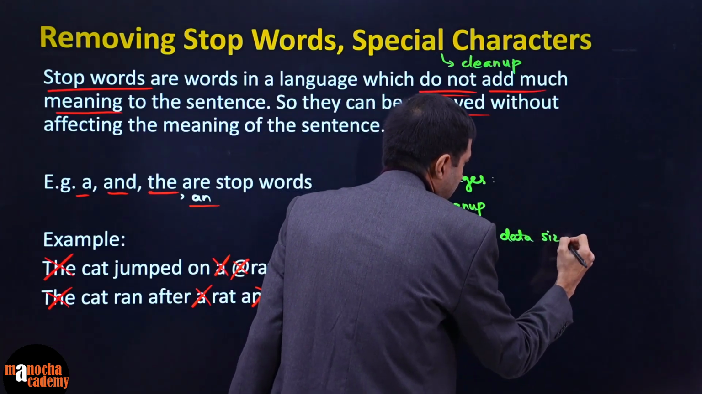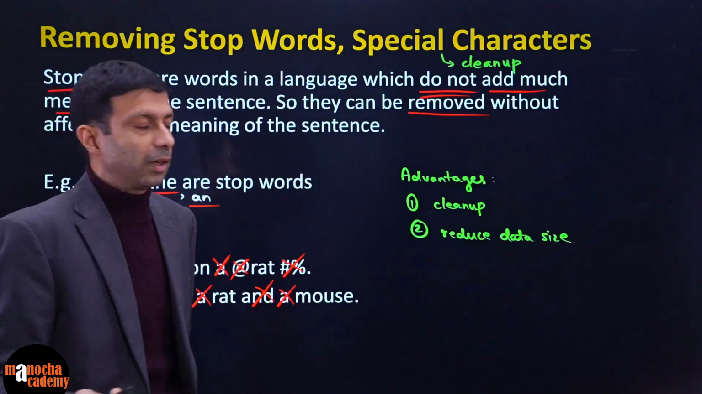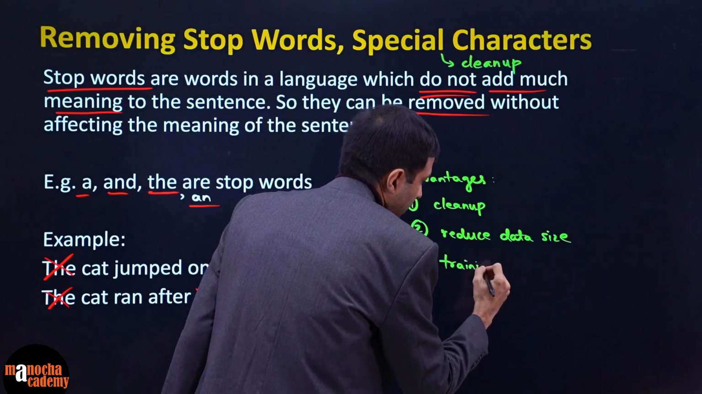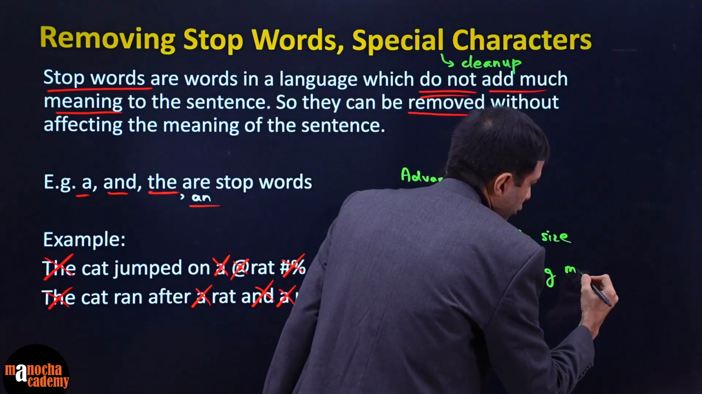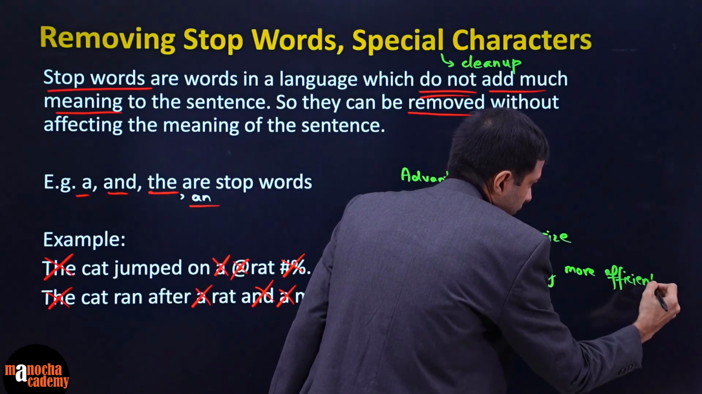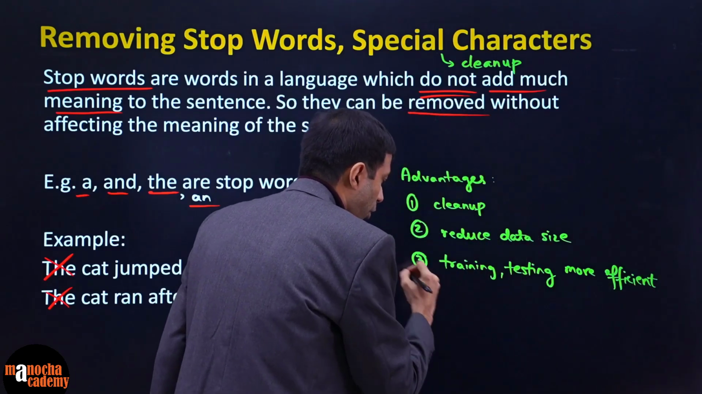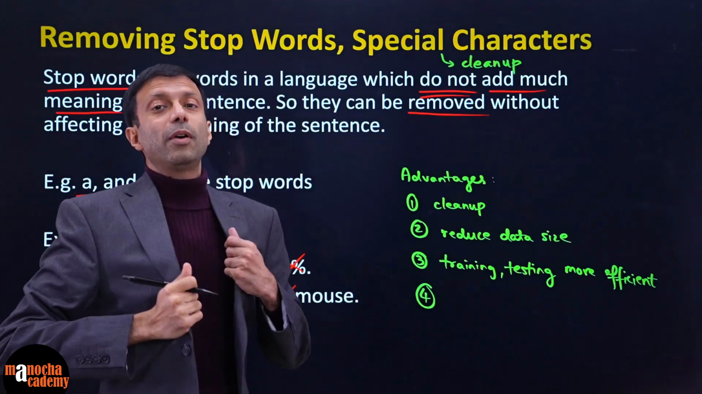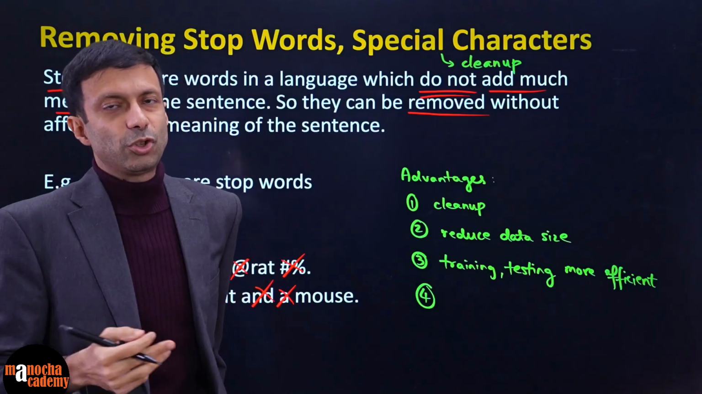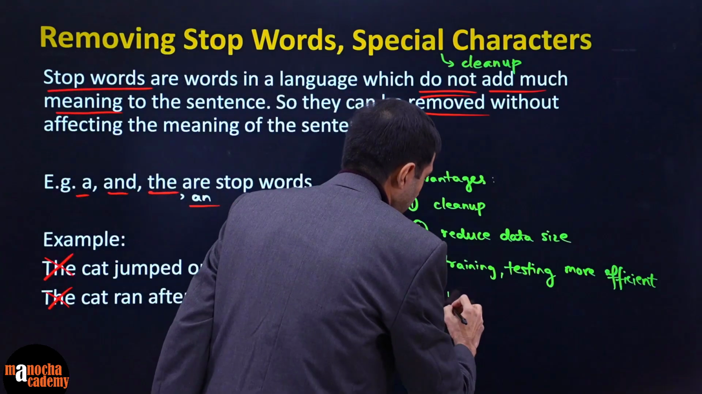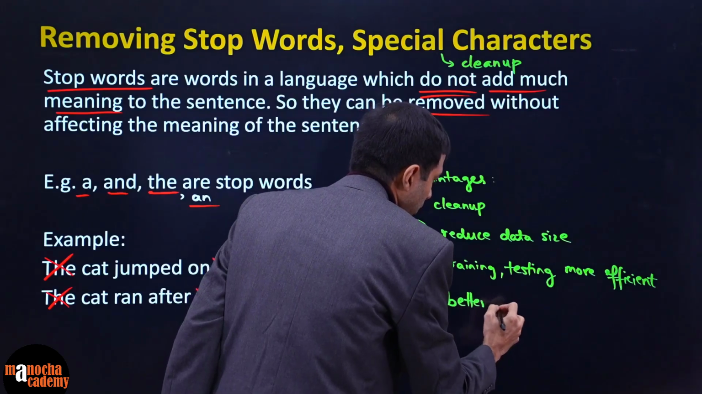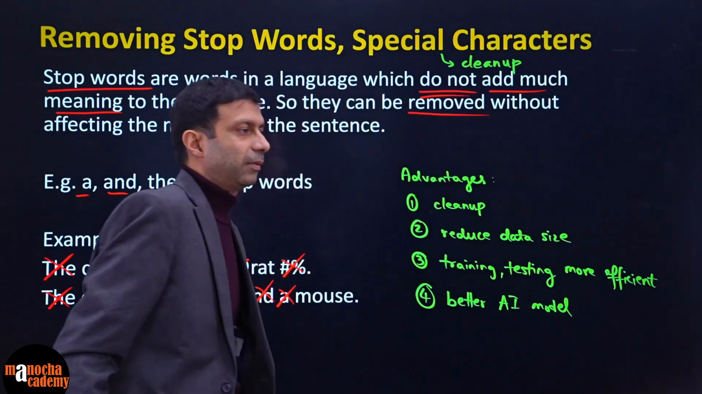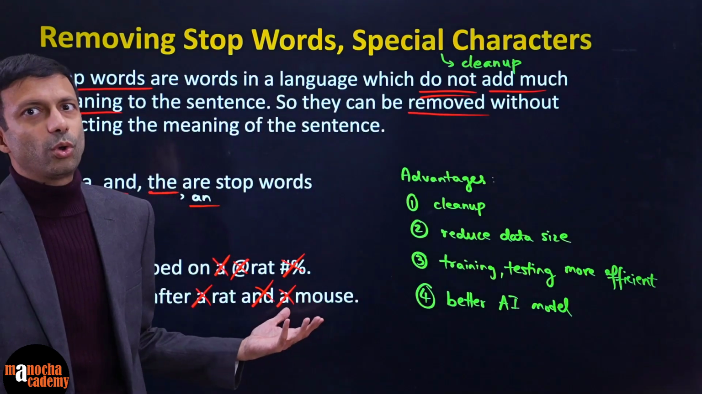When you reduce the data size, obviously the training will be faster. It will be more efficient, right? So we can say training and testing will be faster and more efficient. Make sense? And what do you think? Will the quality of the model be better? Yes, because you have thrown away the irrelevant stuff. So we can imagine we'll get a better AI model, a better NLP model, definitely. So this is the goal of this step.